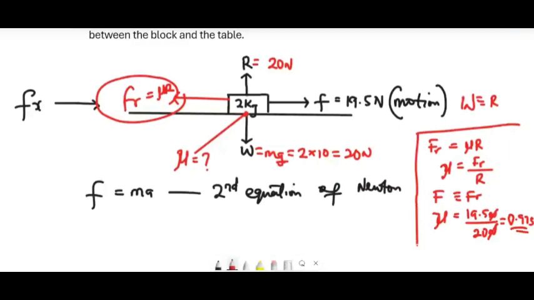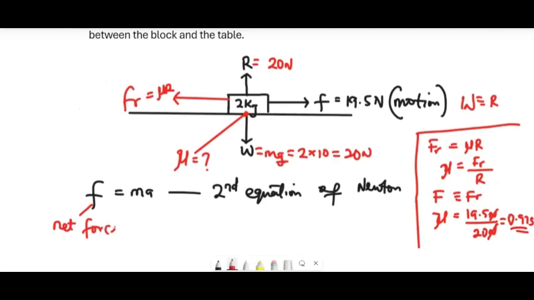So, which approach is that? We're going to look at the second equation of motion according to Newton. What is this saying? It's saying F equals ma. This F is your net force, which is the addition of the forces on each axis. So for your x-axis, you have two forces, your frictional force and your force in motion. For your y-axis, you have two forces, your normal reaction and your weight, right?